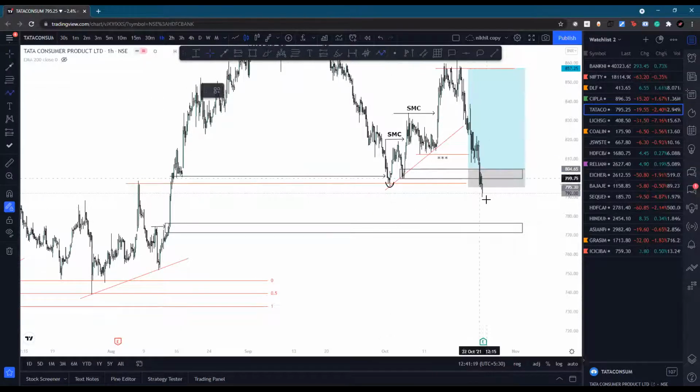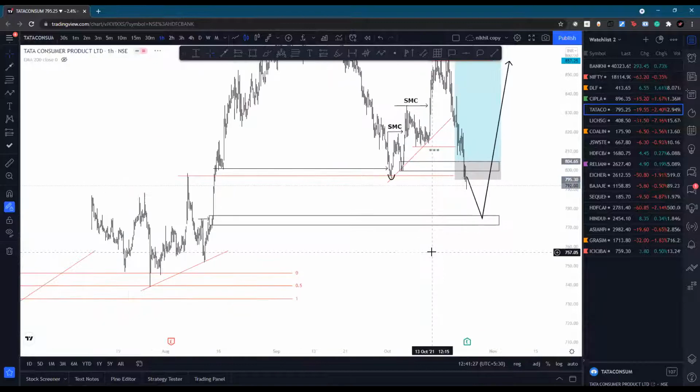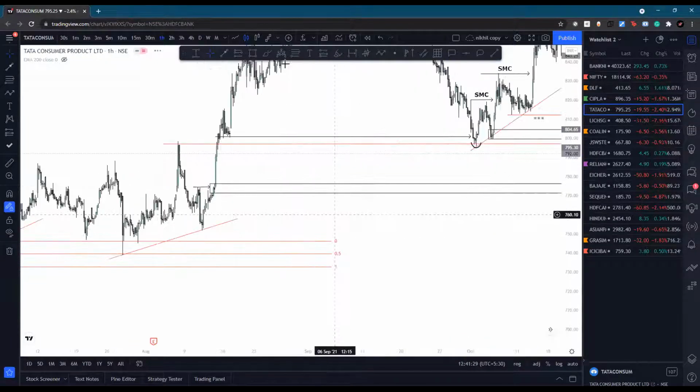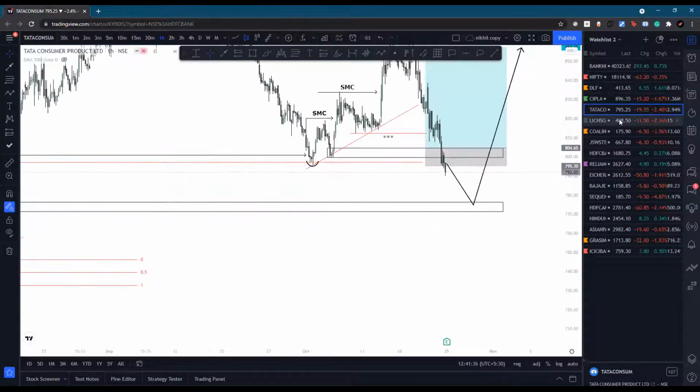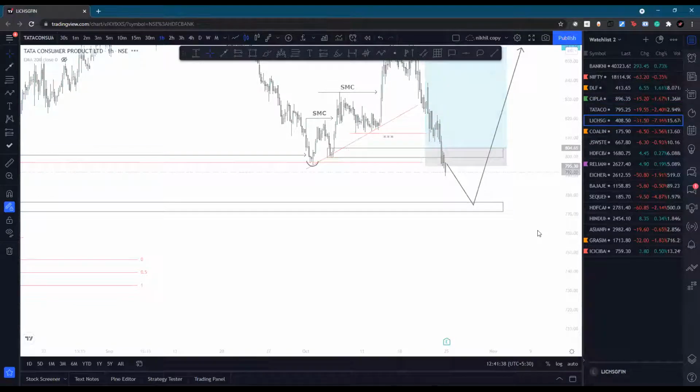If it comes down, I'll look for averaging out at this price, which is 774, and then we may see a recovery from there. Also, we have a shift in market structure with the liquidity sweep. So let's see on Monday what happens in Tata Consumer.